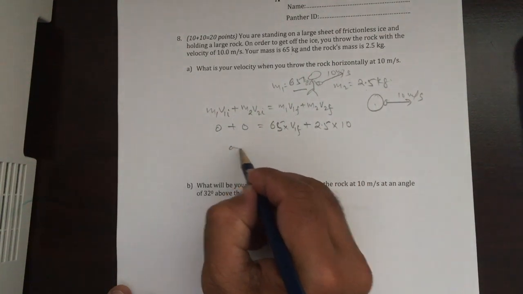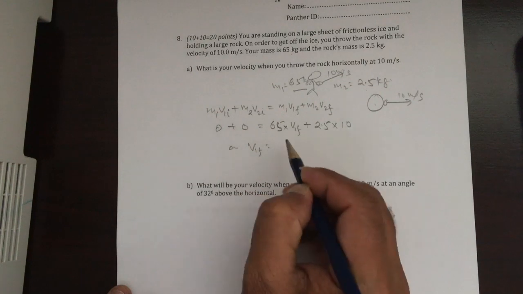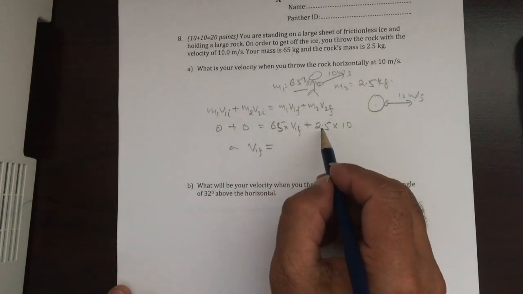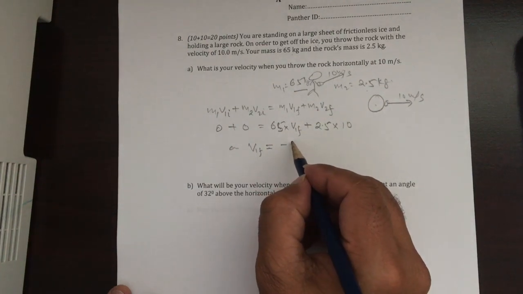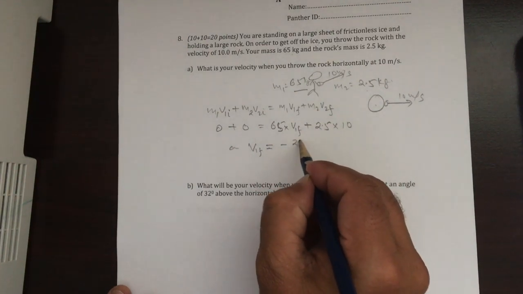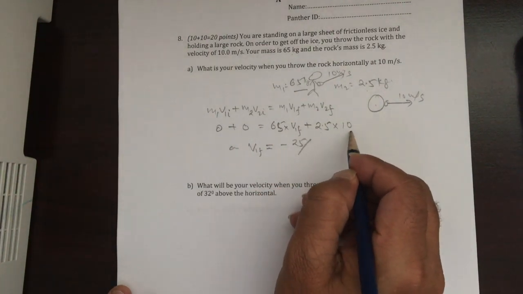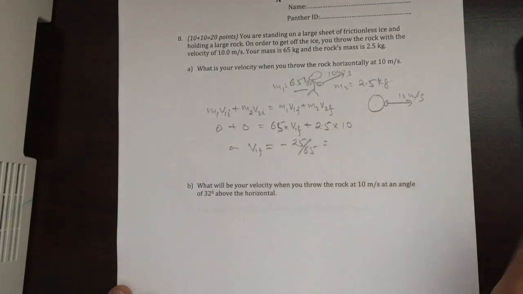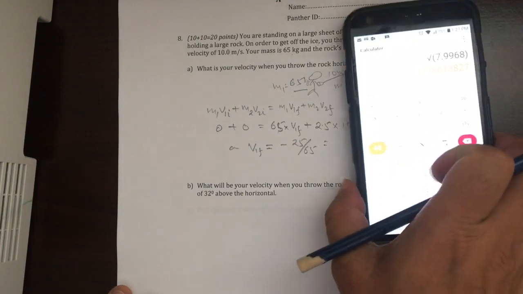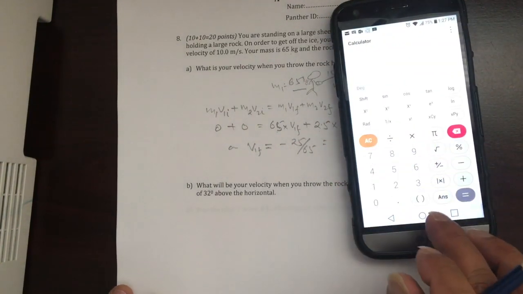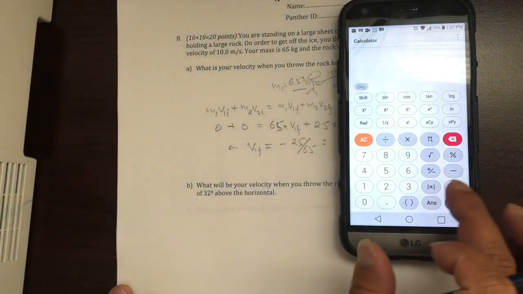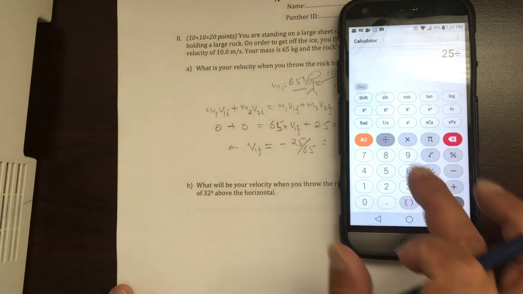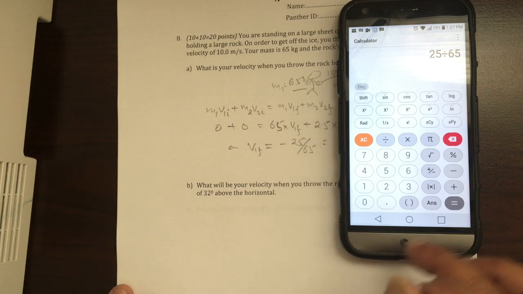Again, I'm not writing units. So v1 final will be, your velocity will be minus, what is it, 25 by 65 minus 2.5 times 10 will be 25, and then 65 goes down. So this will be 25 divided by 65. So that is minus, what is it, 25. I can just do 25 divided by 65 and then put a minus sign.